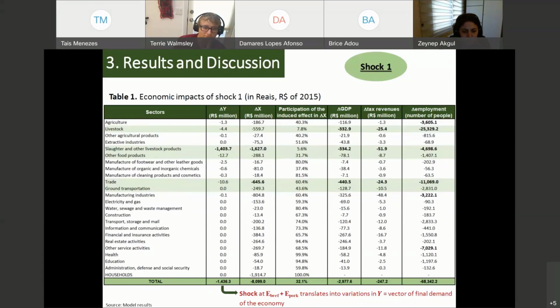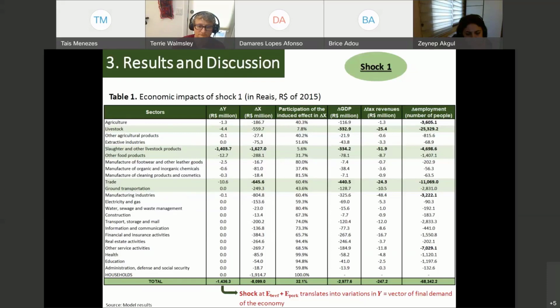In the final demand, we can see that the slaughter and other livestock product sector suffered the greatest negative impact, followed by the sectors of other food products, trade, and livestock. The value of national production decreased by approximately 8.1 billion, and the sectors that suffer the greatest impact on production value are slaughter, trade, and livestock. Families had a total income loss of 1.91 billion.